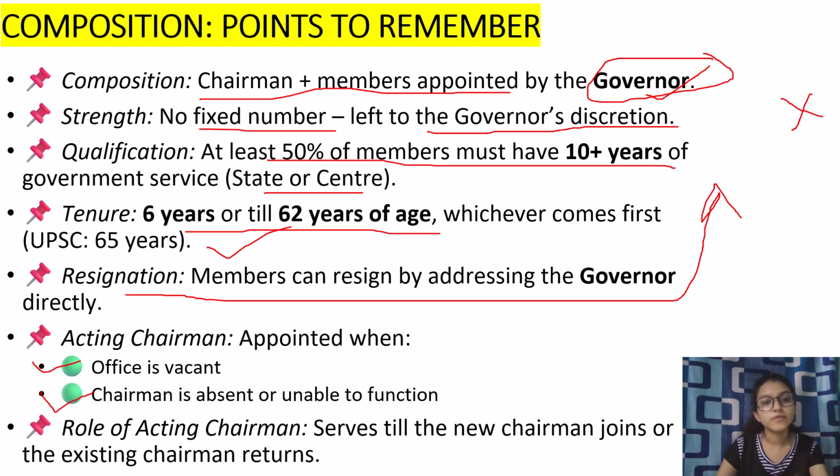Or when the chairman is absent or unable to function. In case of the absence of the chairman, the governor can appoint a person who will work as acting chairman. The acting chairman serves till a new chairman joins or the existing chairman returns. So this is the role of the acting chairman.